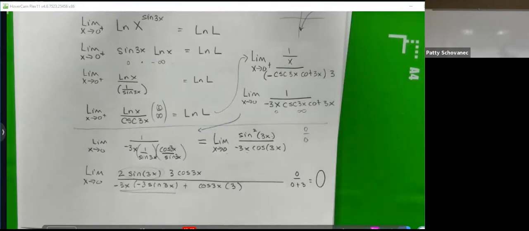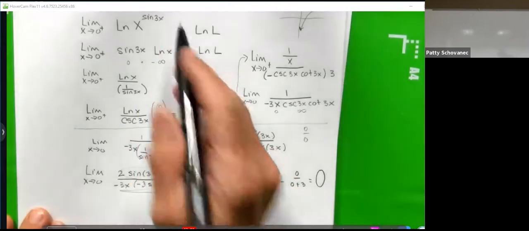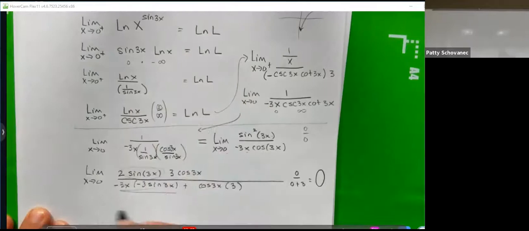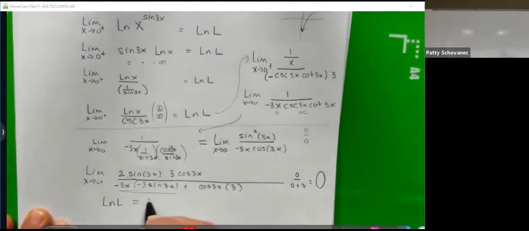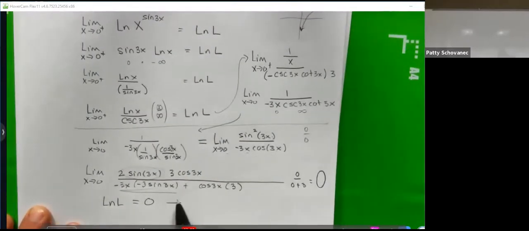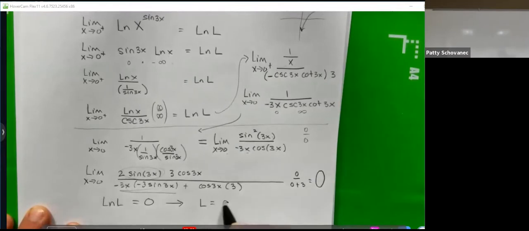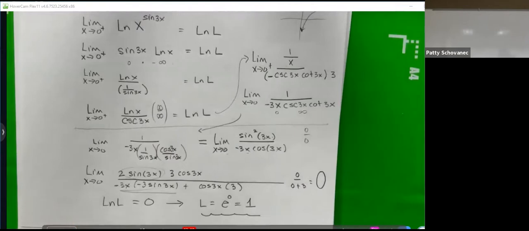That took a while, didn't it? So, ah, very good. That's the natural log of L. And so, undo the logarithm. Our limit is 1. Kind of got lost in all the bushes there. Forgot my end result was a logarithm.